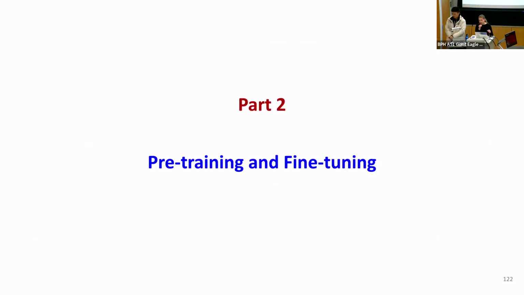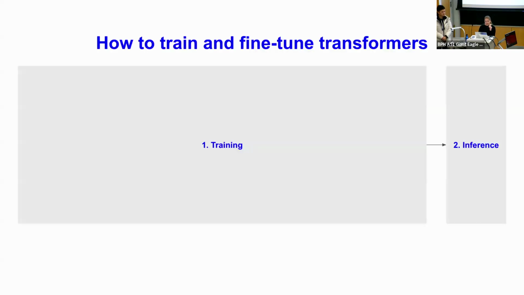Okay, and now we move on to the next topic, which is how we train the transformer architectures we just discussed. Previously, we've been discussing these two separate parts: training and inference. What changed with the transformer architecture is that we currently separate the training into two separate blocks: pre-training and fine-tuning. Let's now see how they're different and why it's useful to have them as separate parts.